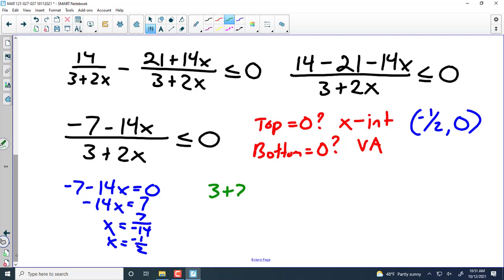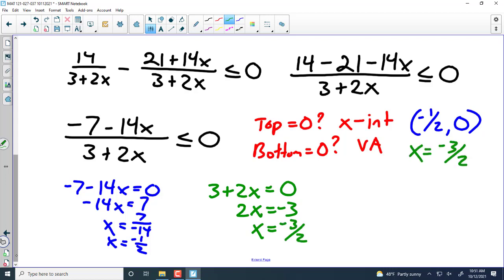3 plus 2x equals 0. Subtract 3 from both sides. Divide both sides by 2. And I get x equals negative 3/2. Yep, that happens. We get fractions every now and then. We can deal with that. That's okay.